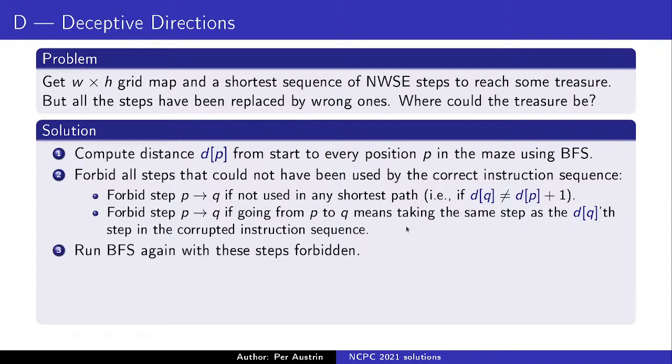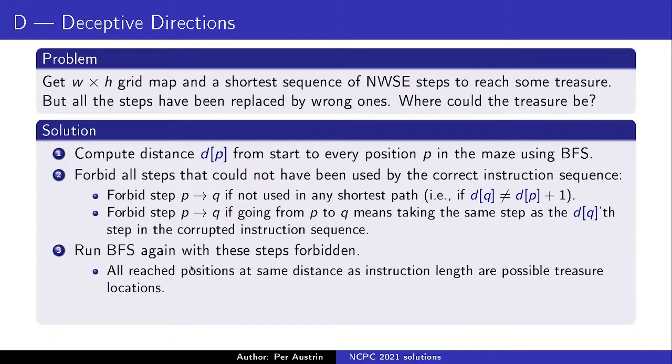And then what we do is we simply run a breadth-first search again, but we modify it and take into account that these steps are actually forbidden. These steps could not possibly be taken. And then all the positions that we reach that are at the same distance as the total length of the instruction sequence, all these locations are possible treasure locations. And those are exactly all of the possible treasure locations. So that way, just by running these two breadth-first searches, we are able to find all of these locations.